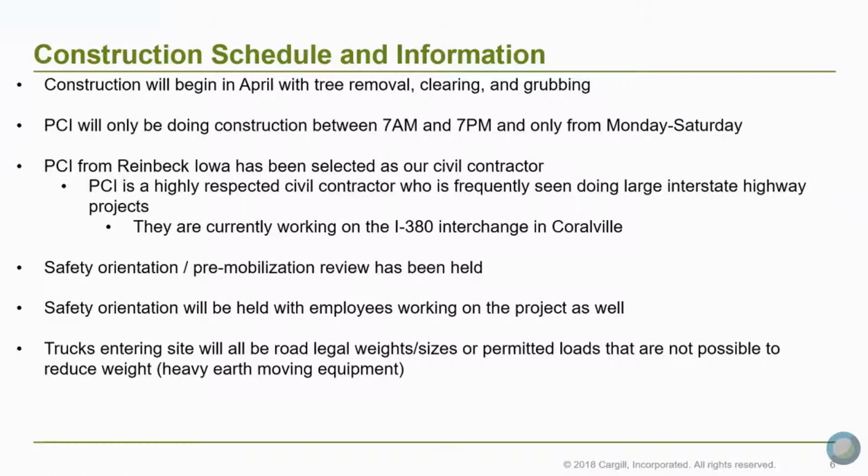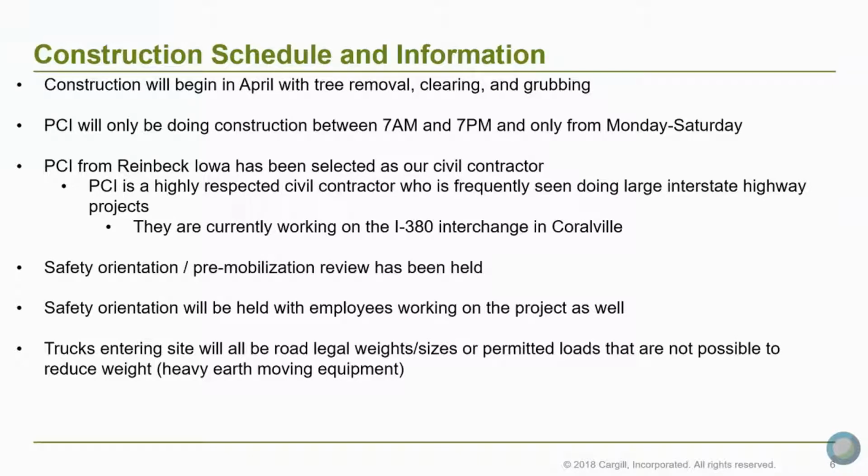Getting into the construction schedule and a little more information, our construction will begin in April with tree removal and then clearing and grubbing the land. So clearing and grubbing is removing the existing vegetation, removing the top about 12 inches of topsoil to get us down to good material that we can start working off of. The topsoil will be stored on site in a pile so that we can spread the topsoil later to grow stuff on it.